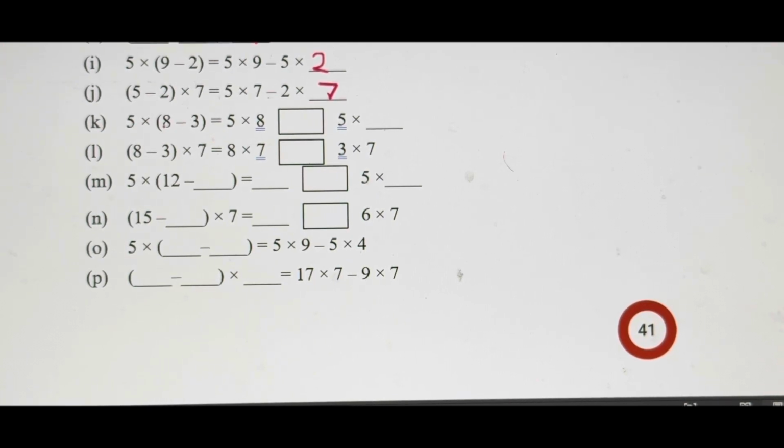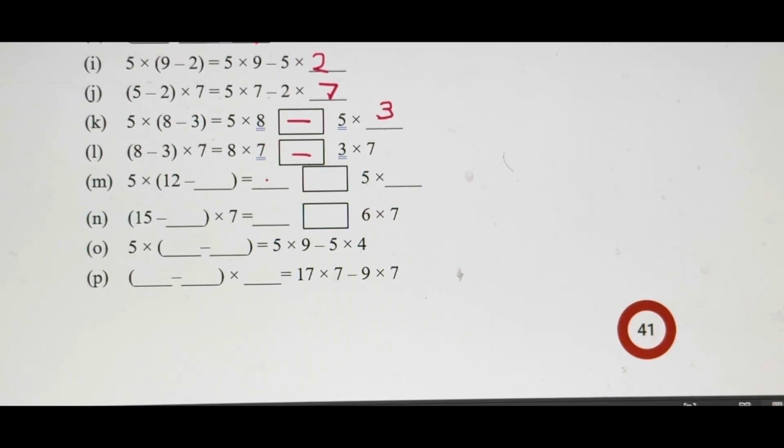K, 5 into 8 minus 3. So 5 into 8, there is no sign given, so we'll put a minus sign, and 5 into 3. Right? 8 minus 3 into 7. So 8 into 7, 8 is multiplied with 7. There should be minus sign because there is a negative sign between the two numbers. So minus sign.